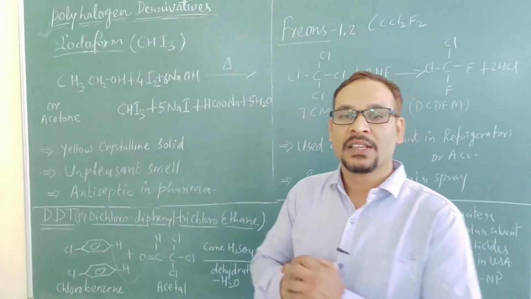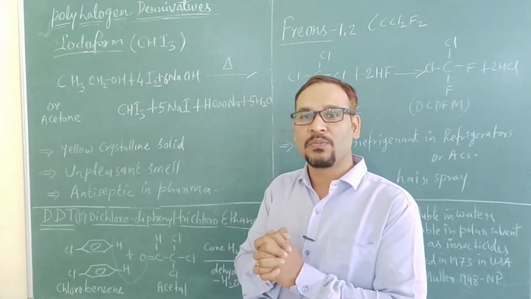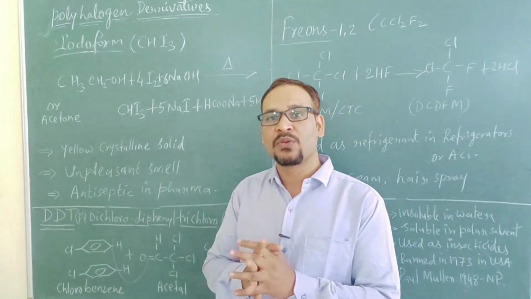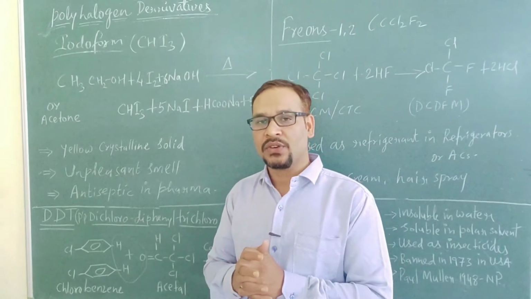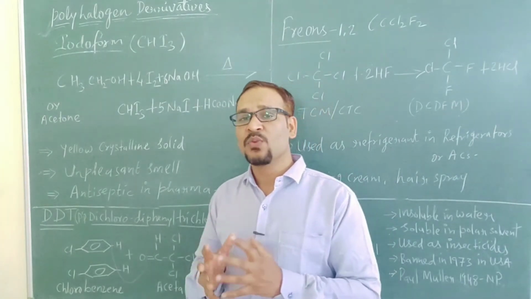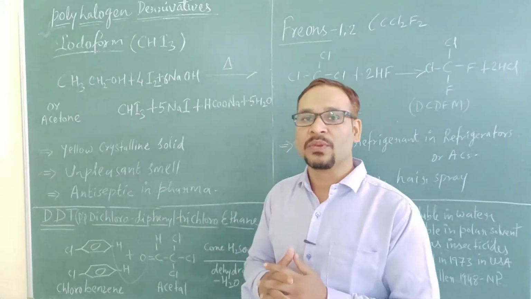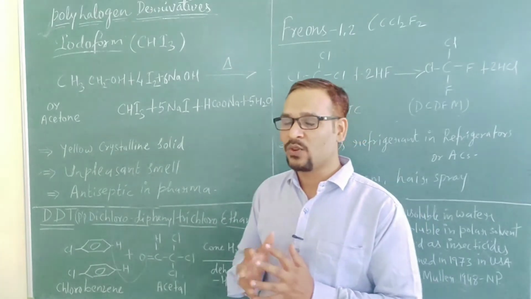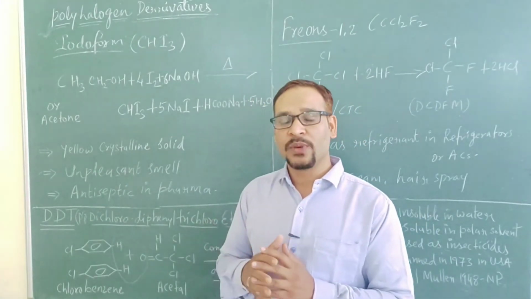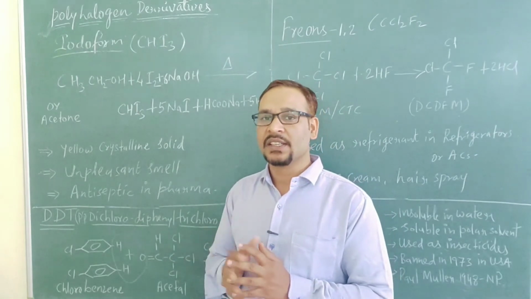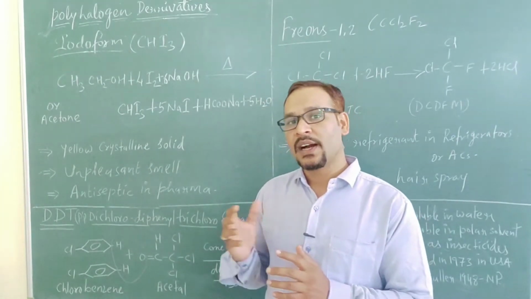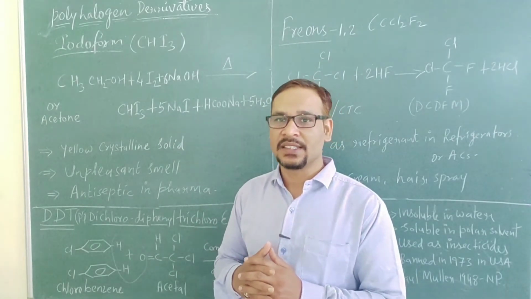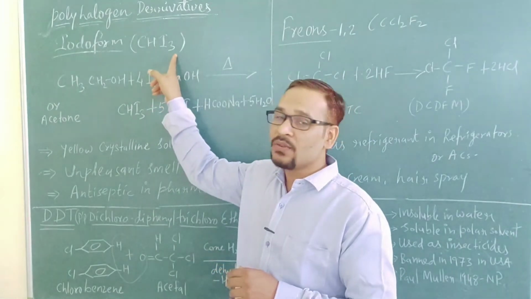Hello students, now let's talk about polyhalogen derivatives or polyhalogen compounds. Here in this video we will talk about haloform, DDT, freons. So what is the formula of haloform or iodoform? What is the formula of iodoform and how is it prepared? It is one of the derivatives of haloform. The formula of haloform, which I told before, is CHX3. When we replace X with iodine, we get iodoform, CHI3. So CHI3 is the formula of iodoform.